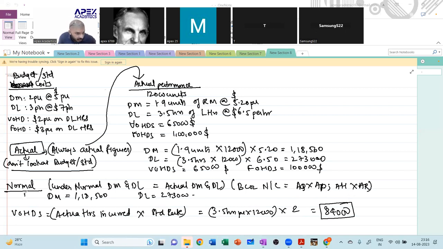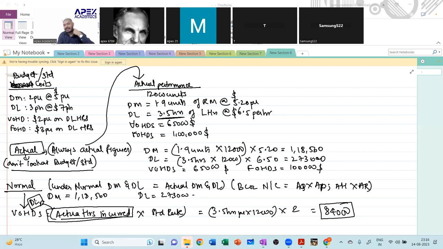Whenever under normal you are dealing with variable overheads, you are going to have actual hours multiplied by the standard rate. What are your actual hours? Your actual hours are 3.5 hours per unit. Actual hours incurred are nothing but your actual direct labor hours. Why, sir, direct labor hours?